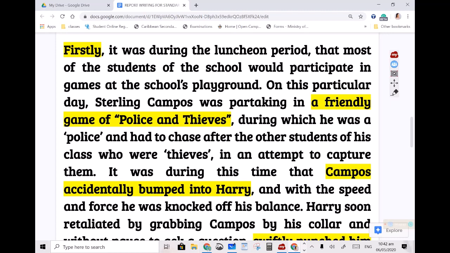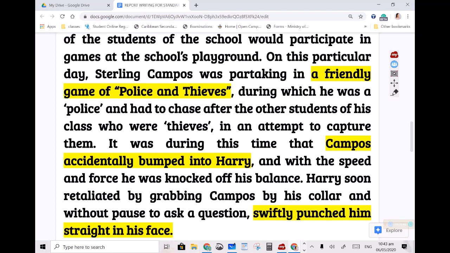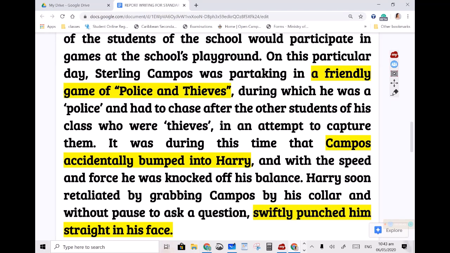So we try to use a different tone in our writing. It should be more formal, a more serious approach, and it should sound more factual: that most of the students of the school would participate in games at the school's playground. On this particular day, Sterling Campos was partaking in a friendly game of police and thieves.